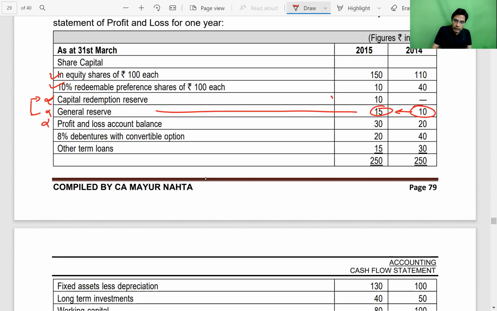Prepare one general reserve account, because some amount in the current year from general reserve went to capital reserve. So to find out exactly how much amount we transferred from current year profits to general reserve, which will be added back, that will come as a balance figure from the general reserve account.